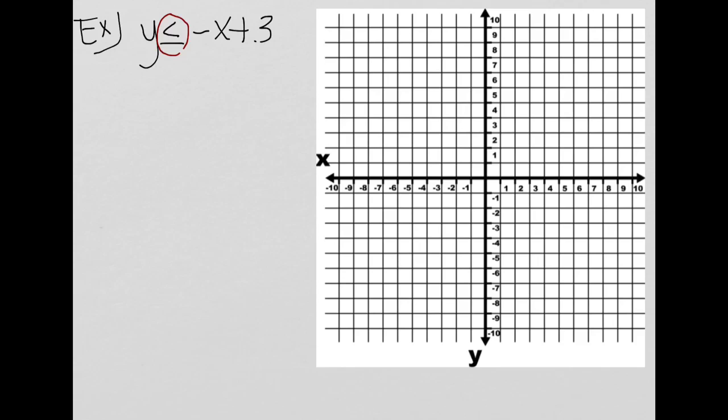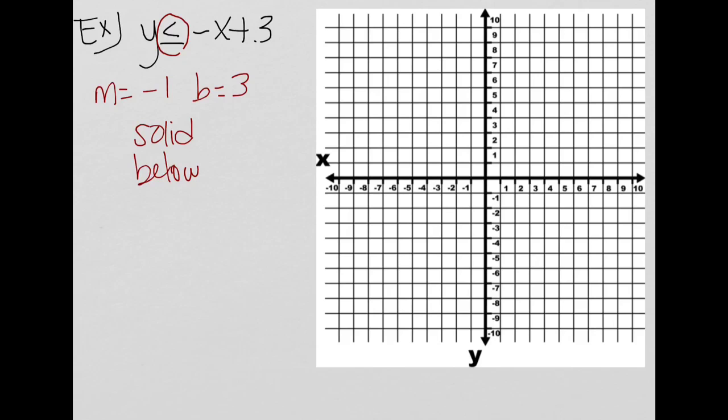Alright, let's try another one. Same idea. I circled your inequality because that's what's important, besides your M and your B. So your slope here is -1, your intercept is 3. And then looking at this inequality sign, it's less than or equal to. Or equal to means we're going to have a solid line. We can include it. Less than means we're going to be shading below.